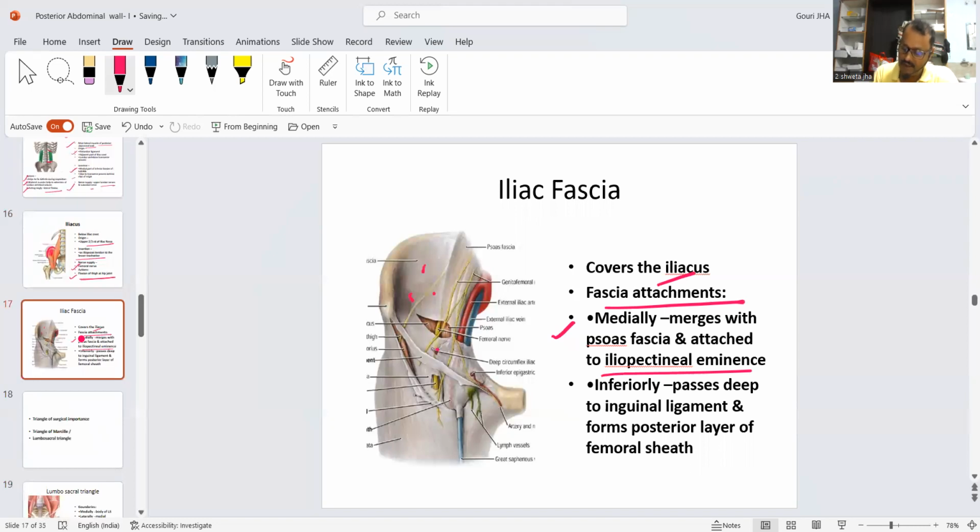Inferiorly, it passes deep to the inguinal ligament and attaches to form the posterior layer of the femoral sheath. So we have seen the femoral sheath: the posterior layer is formed by the iliacus, and the anterior layer is formed by the transversalis fascia of the transversus abdominis muscle.